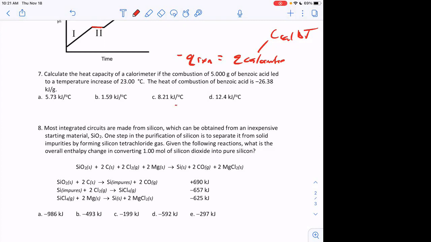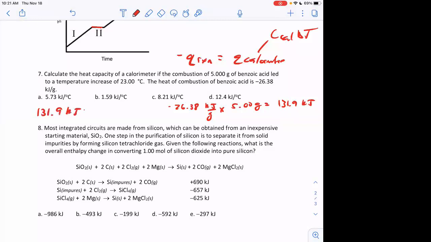So if someone can do that, negative 26.38 kilojoules per gram times 5 grams. So that's how much Q, how much heat should have been released in our calorimeter when we burned this 5 grams of benzoic acid. Right? So now you effectively have this.